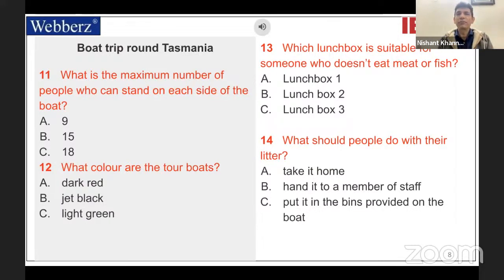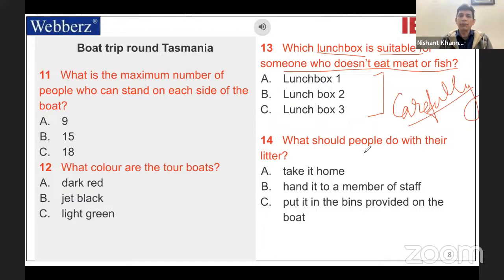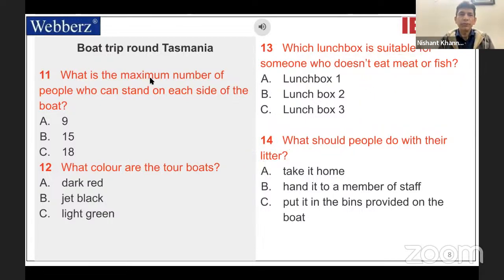Okay, let's see the next one. Now, you know, these kinds of questions happen to be very tricky. Which lunchbox is suitable for someone who doesn't eat meat or fish out of these three lunchboxes? So you have to listen to it very carefully because he is going to definitely confuse you a lot. Next, what should people do with the litter? Do you know what is litter? Litter means the rubbish. What should they do with the rubbish? Okay, so I am going to play the audio and let us see how you attempt this.